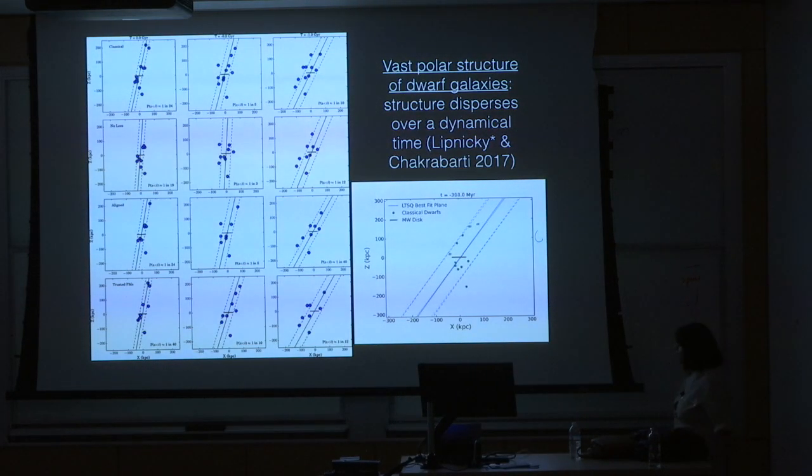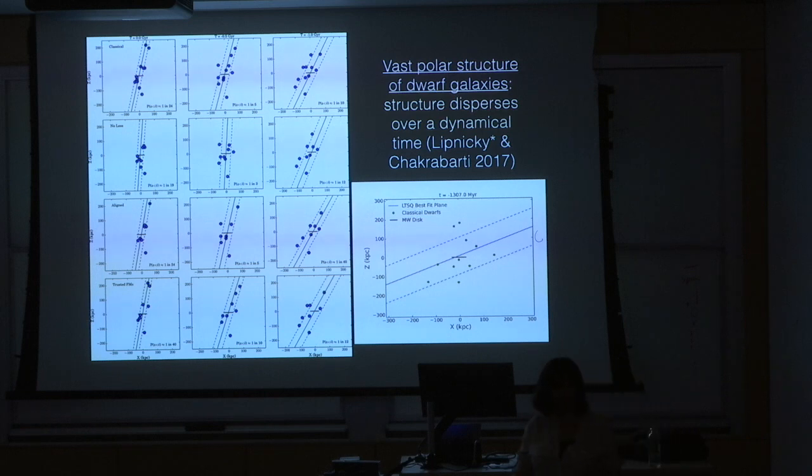So this is one of the small-scale problems that I talked about earlier, the vast polar structure of dwarf galaxies. That is, the dwarf galaxies that we see are not distributed isotropically on the sky, but rather they're distributed in this kind of planar structure relative to the disk of the Milky Way.